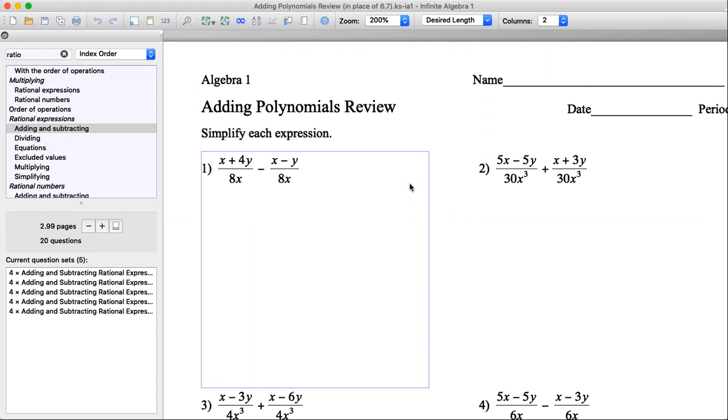All right, number 18 starts off with 8 over AB, and it's minus 6 over AB squared.